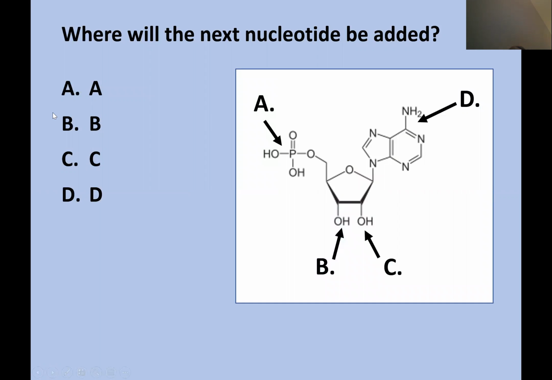This question asks, where will the next nucleotide be added? The answer is B. This is the 3' OH. Remember, this is the 2'. So this is RNA nucleotide. So we're going to add the phosphate from another nucleotide right here. Phosphate, sugar, base.